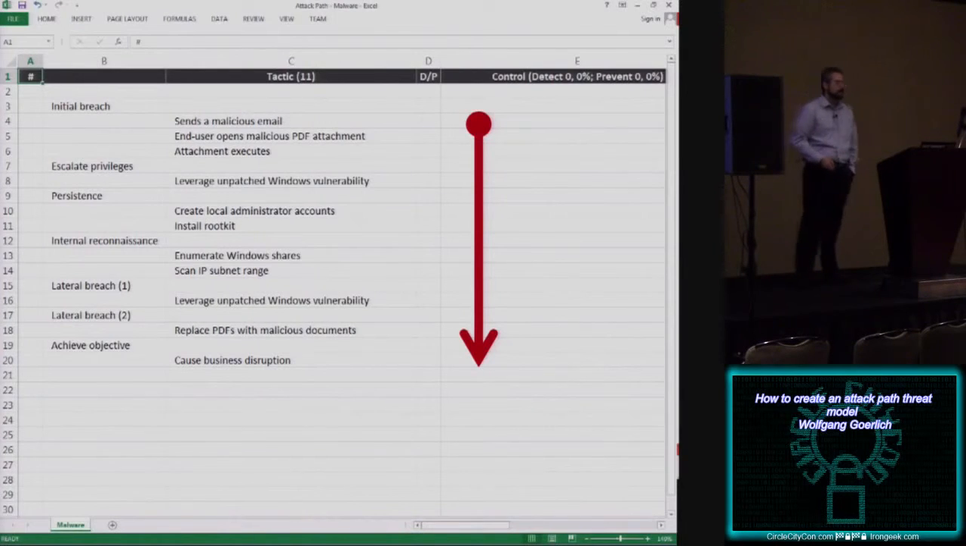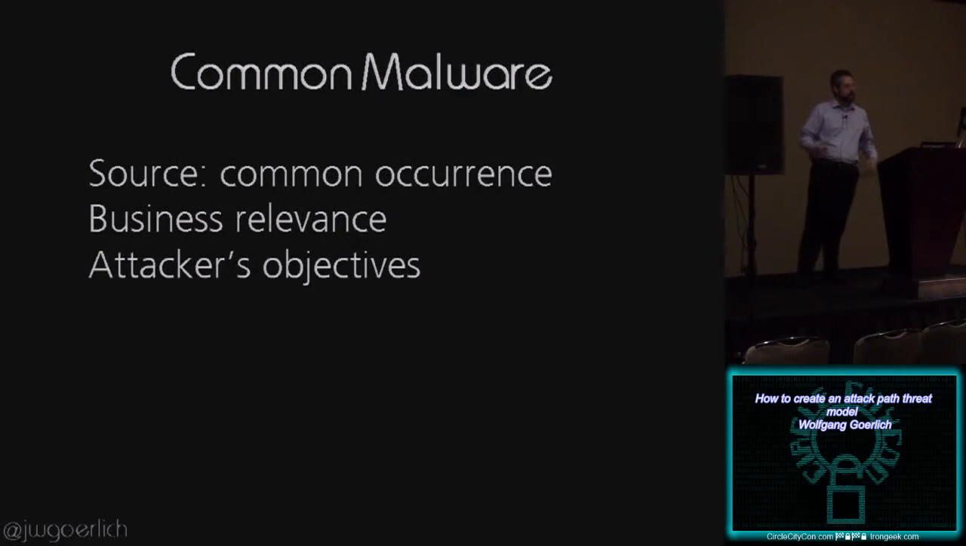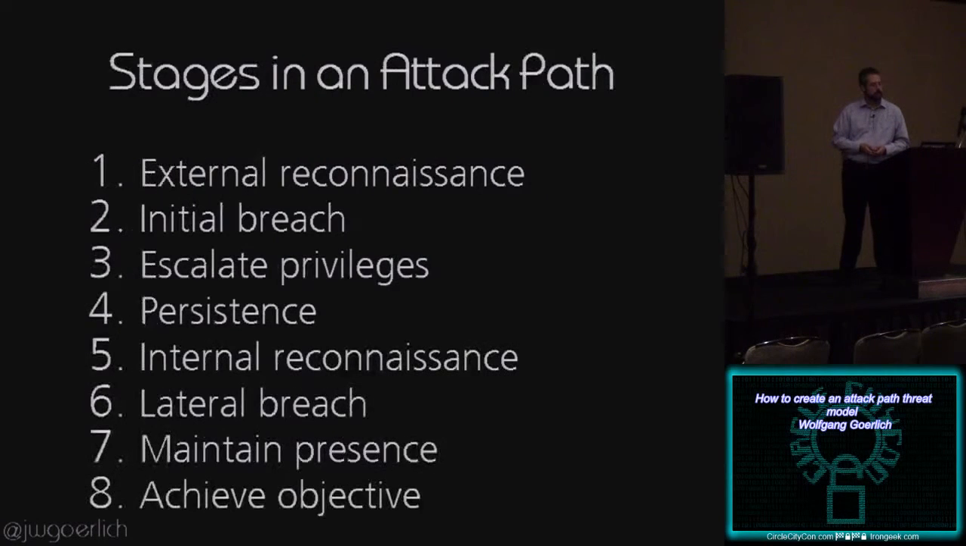Fantastic. So this is common malware. It's a common occurrence, right? It happens everywhere. Of the different abuse cases, this is the one we see most often in the VitalPoint SOC. Business relevance, very simple: we don't want to be down. Attacker objectives, very simple: they want to take us down or they want to join us to their botnet network. We break that up into several stages.